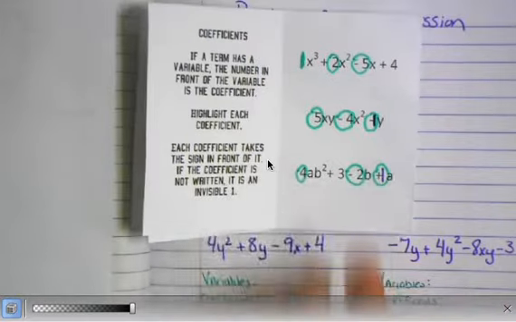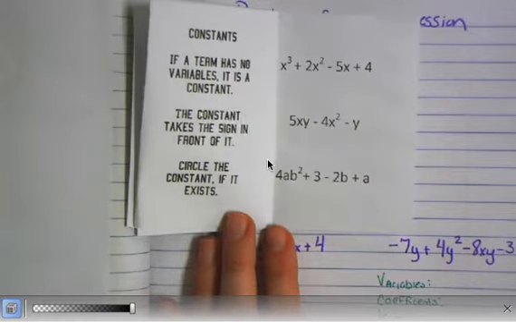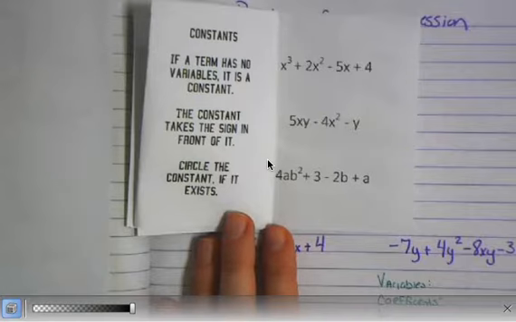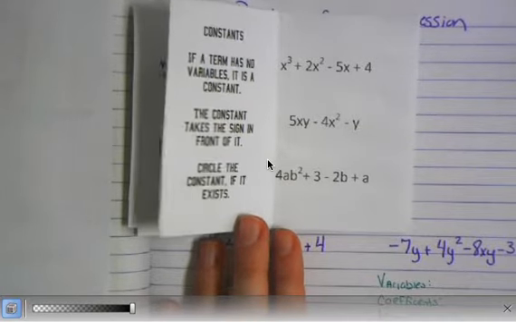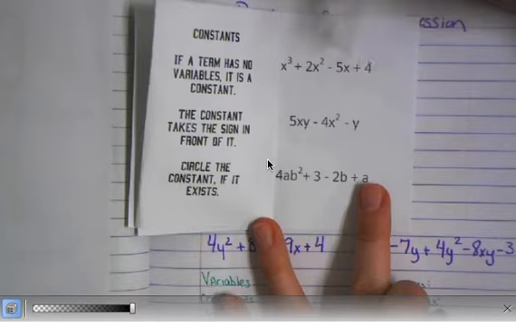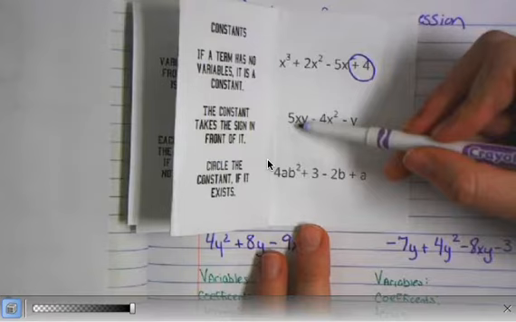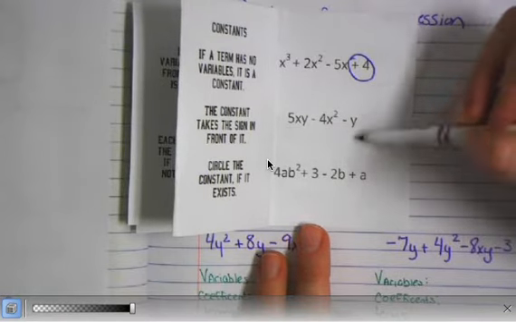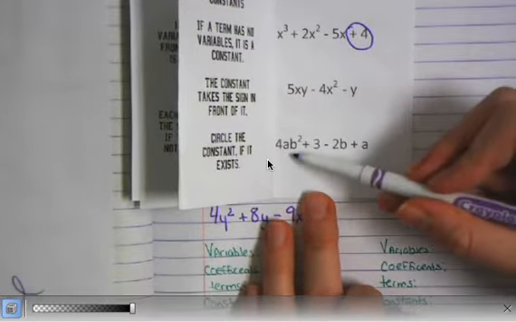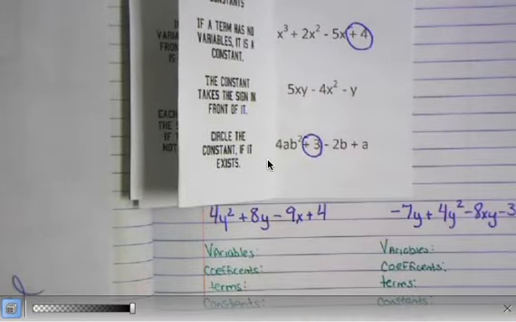And our last vocab term we're going to talk about is constants. A constant is a term that has no variables. It's a constant, so it won't change. The constant takes the sign in front of it, and we're going to circle the constant if it exists. So letter, not a constant. Letter, not a constant. Not a constant. Here we have 4. Here, there's no constant because they all have letters. Over here, letters attached. The positive 3 is my only constant.